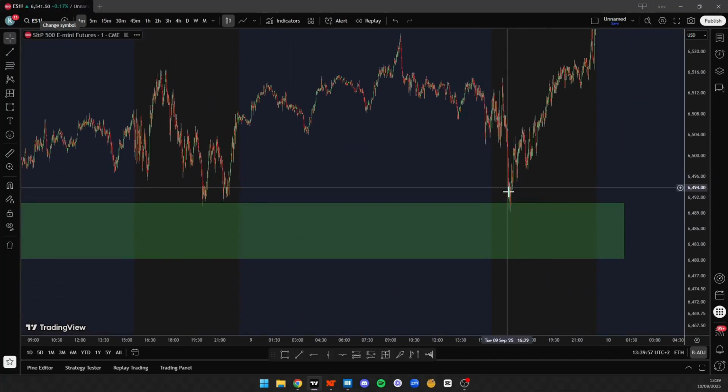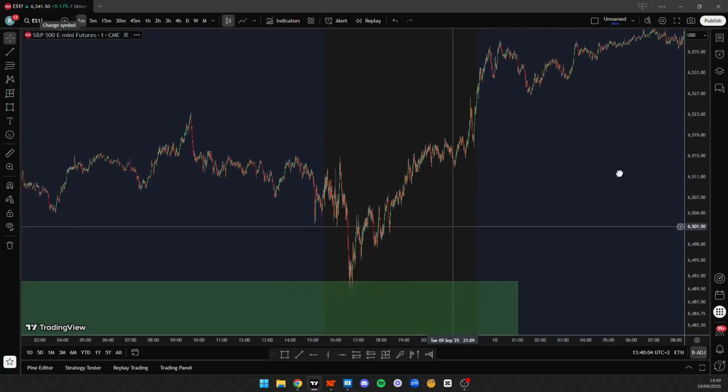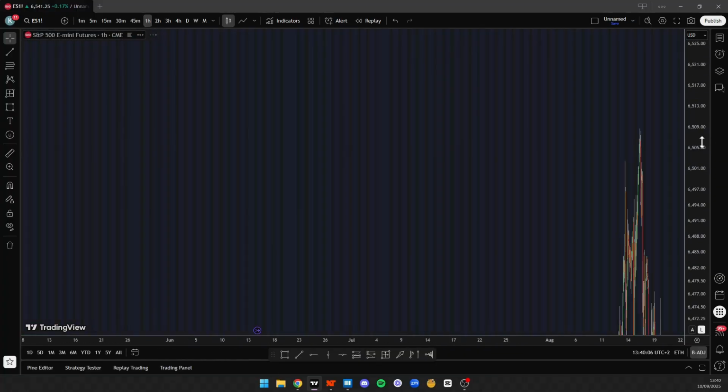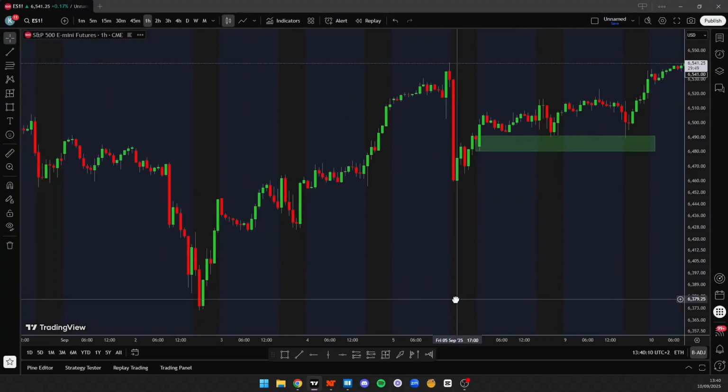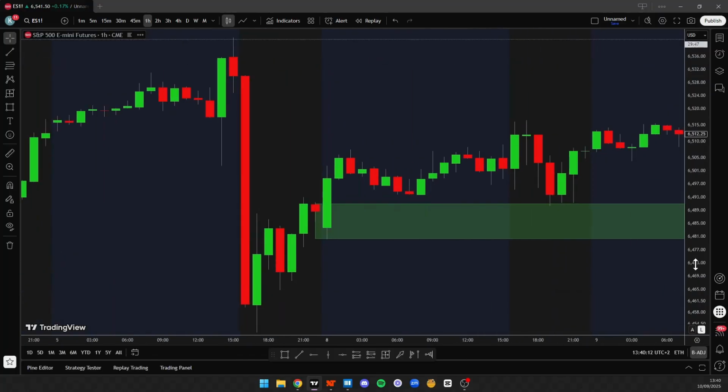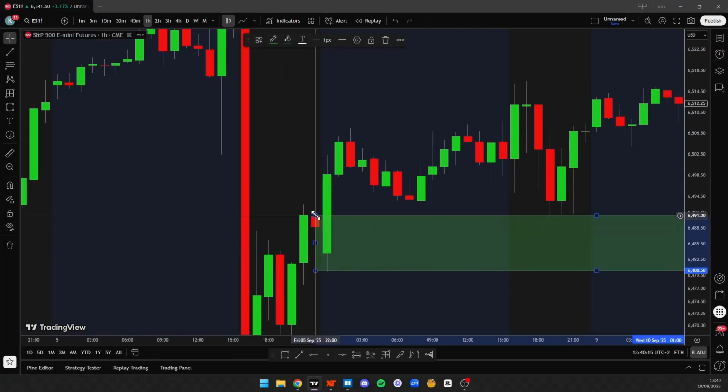But then the next day, it comes back down again, sweeps these lows from the day prior, and then a massive rally started from there. So we can clearly see that this is a good level. And as you can see how I drew it, it is again the engulfed candle, from the open of this candle till the wick low.